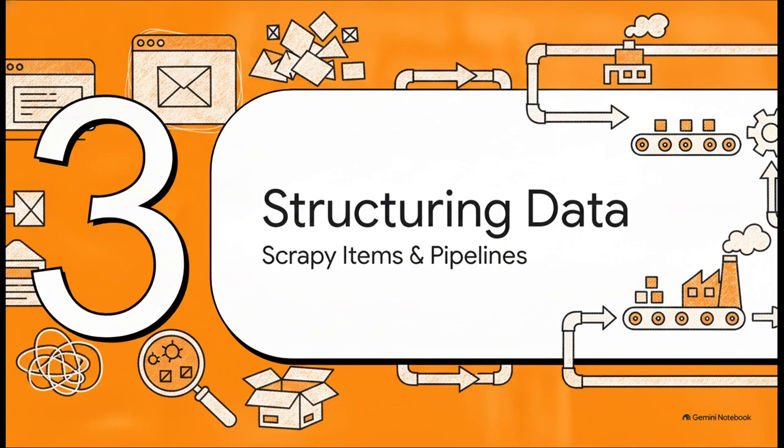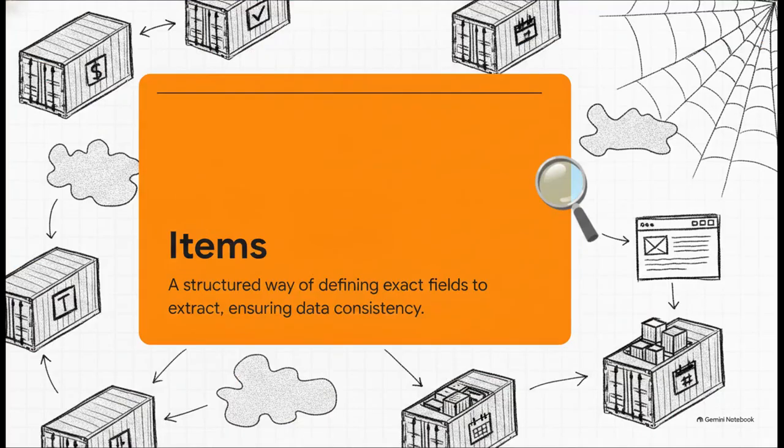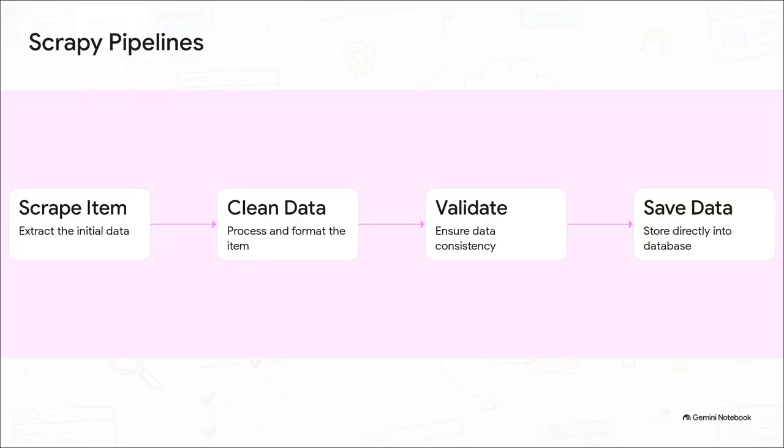That brings us to Section 3, Structuring and Processing Data. Instead of just returning loose, unstructured Python dictionaries, which, let's be honest, get incredibly messy very quickly, we use Scrapy items. These items give us a highly structured way to define precisely what fields we want to extract, things like a product name or a price. They act exactly like standardized shipping containers for your data, making sure everything stays safe and totally consistent across your whole project. Once those items are packed up into their neat little containers, they head straight to the processing plant.